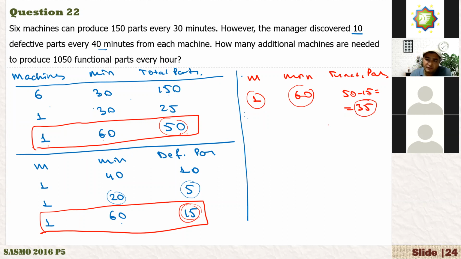We have to send those back to the factory. They have to reproduce them, and altogether they actually produce 50, and only 35 of them are ready for sale. So what is the question here?